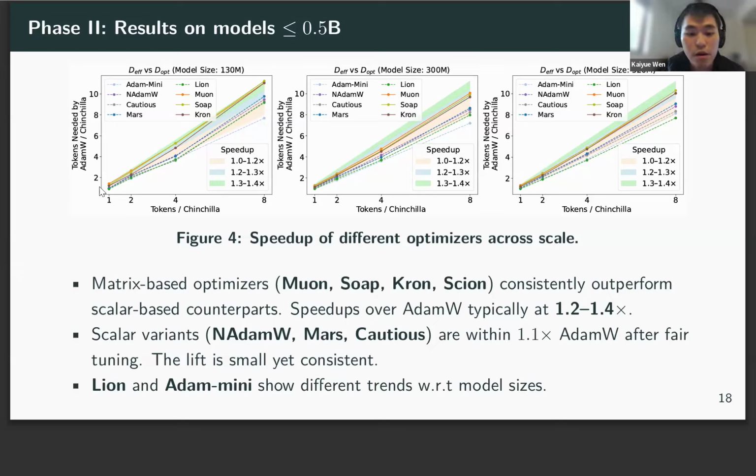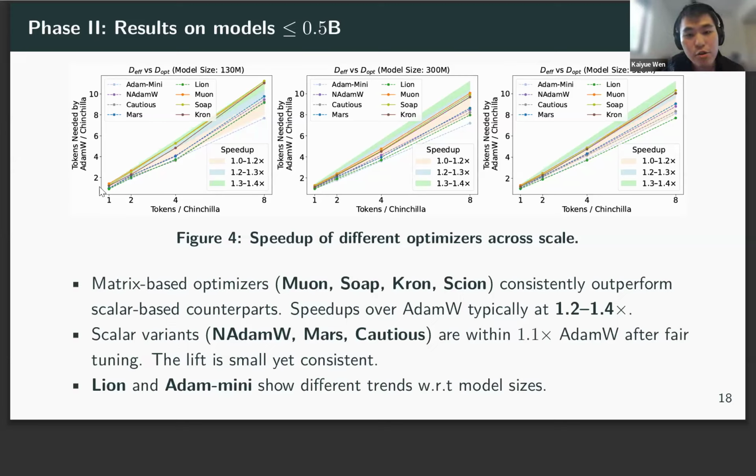And all the scalar variants are roughly within 1.1x of AdamW, except for the smallest model size. For 100 million models, they can roughly reach a speedup of 1.2, but for slightly larger models, the speedup dropped to about 1.1.